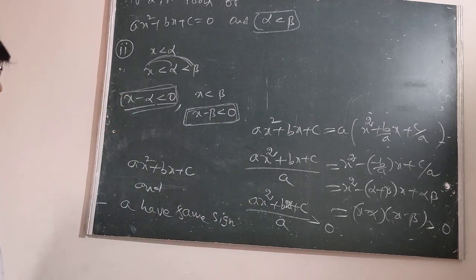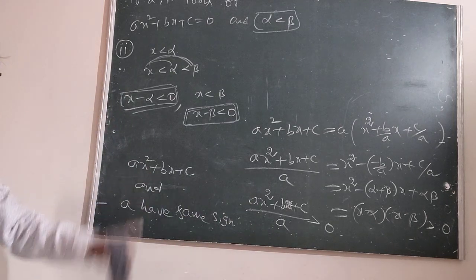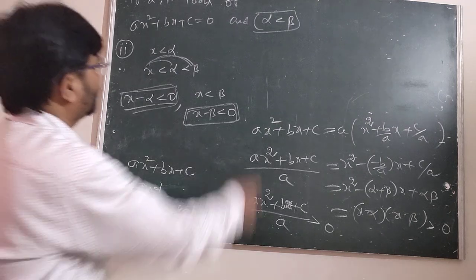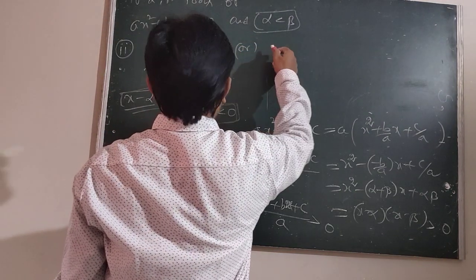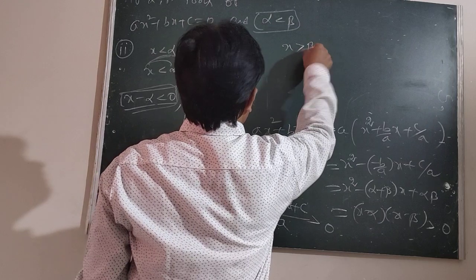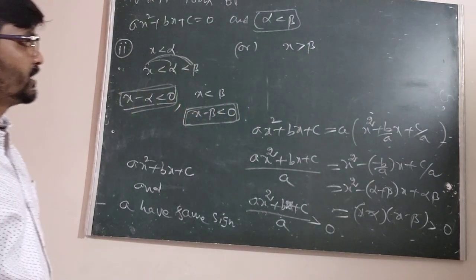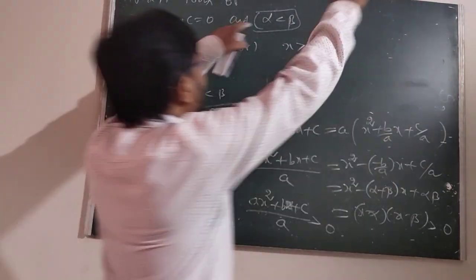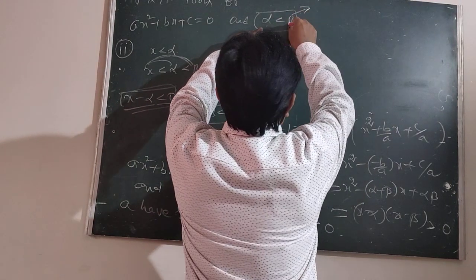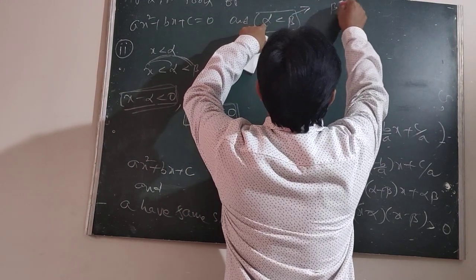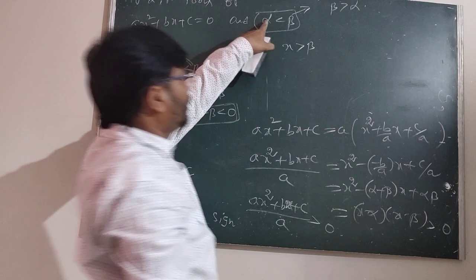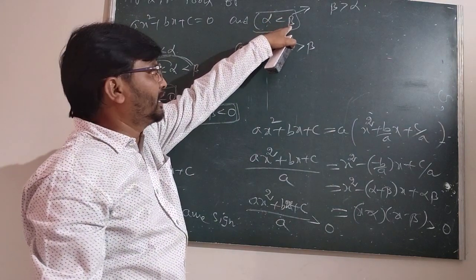Ax square plus bx plus c and a have the same sign. Now, another case here is given that x is greater than beta. Now here the given condition at the beginning, alpha less than beta. That means beta greater than alpha. 2 is less than 3, but 3 is greater than 2.